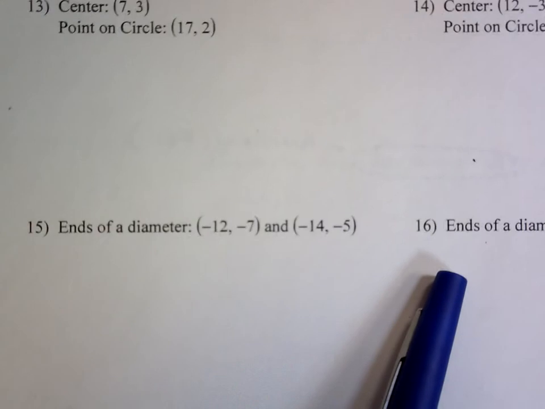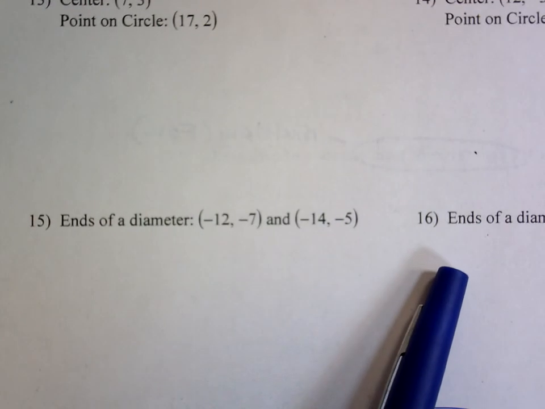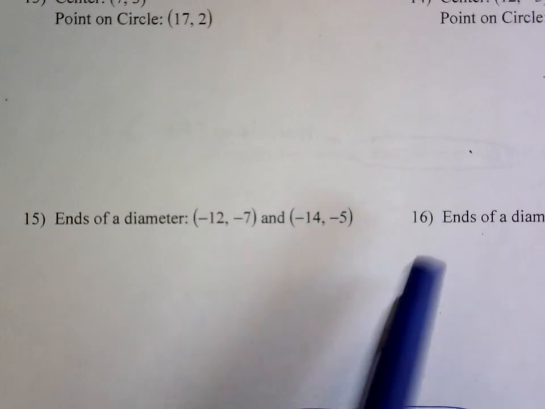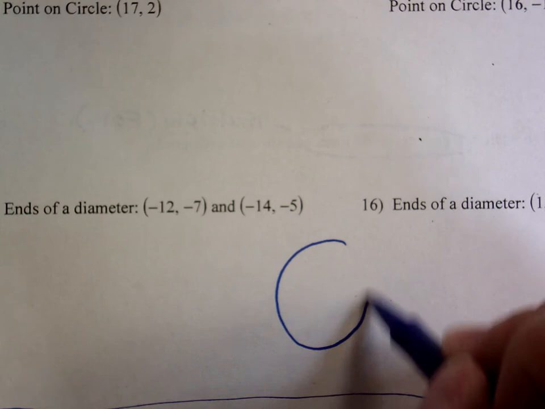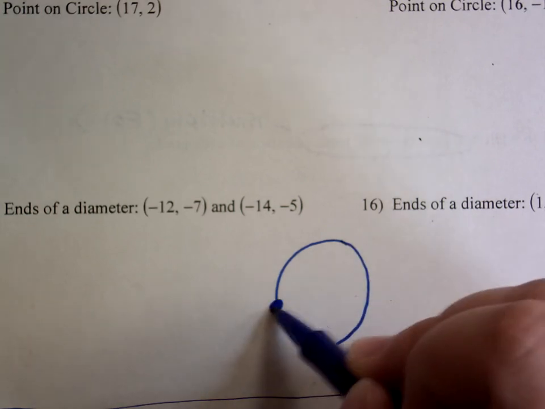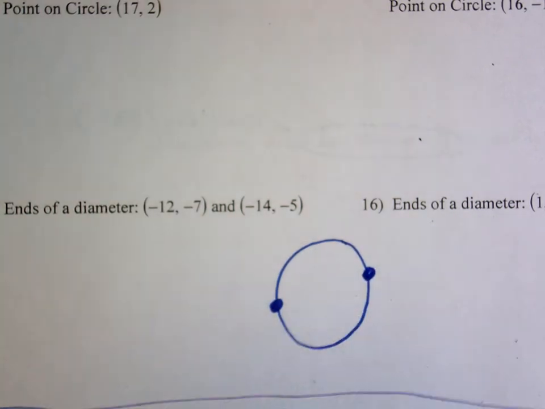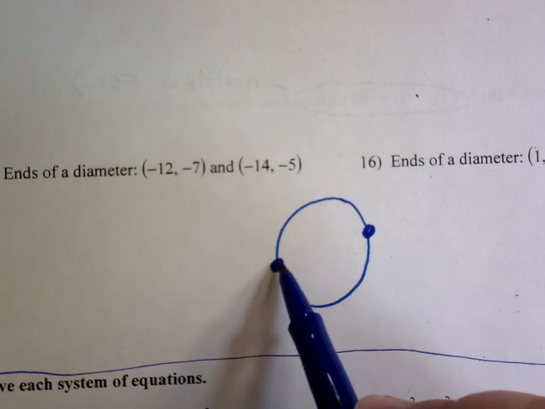15 and 16 are actually just like 13 and 14, except they don't give you the center. If you have the endpoints of a diameter, and I'm just going to go ahead and write on here, if you have the endpoints of a diameter that means something like this. And you need to find the center.